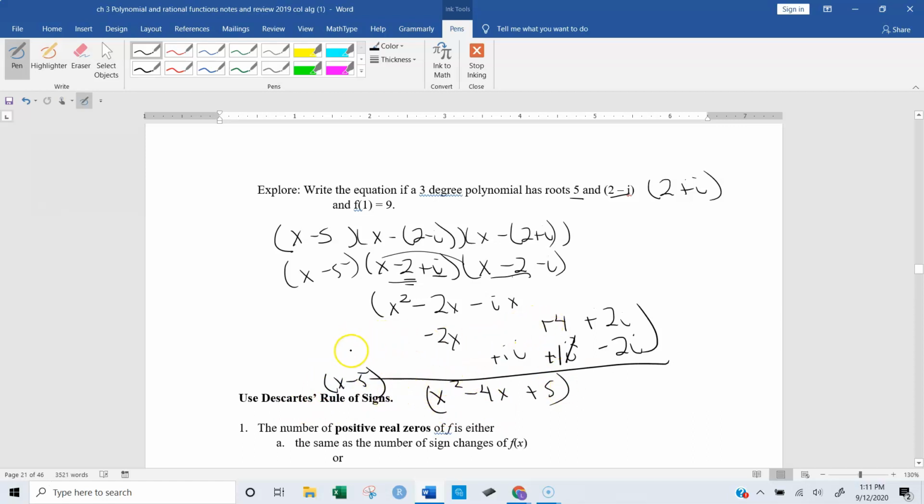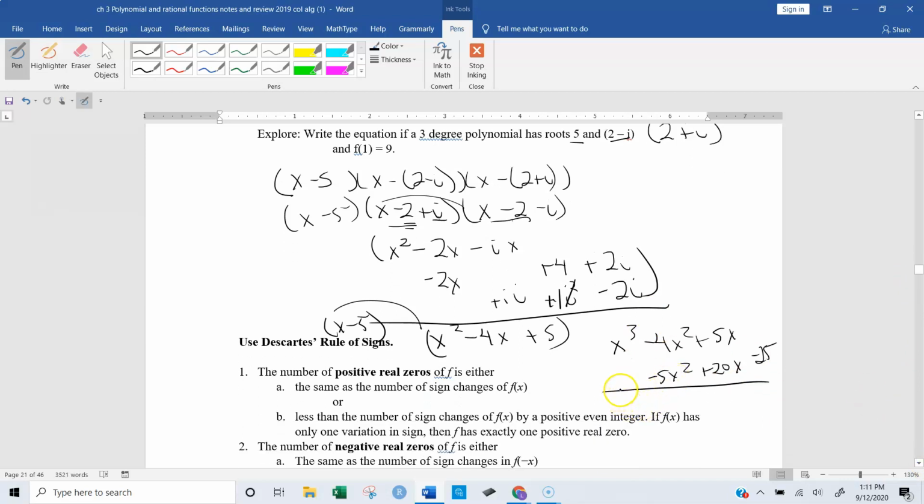Now we have to do that distribution. I am so out of room. So we're going to distribute the x through. I'm going to go over here. So you have x cubed minus 4x squared plus 5x. Distribute your 5 through, and you're going to get a negative 5x squared plus 20x minus 25. So your final solution here, before we plug in the 1, is x cubed minus 9x squared plus 25x minus 25. Now I know all of this is times a_n.